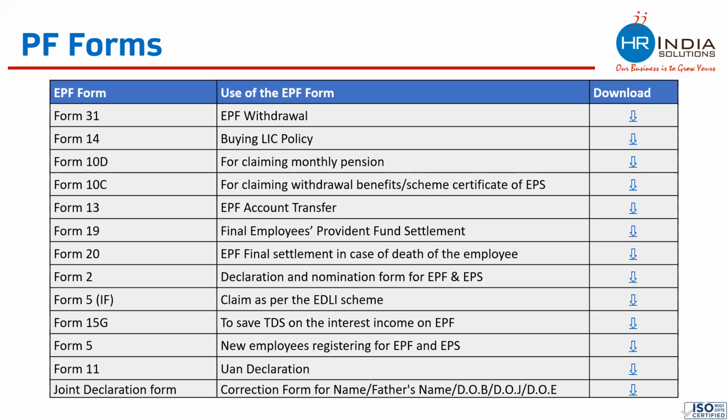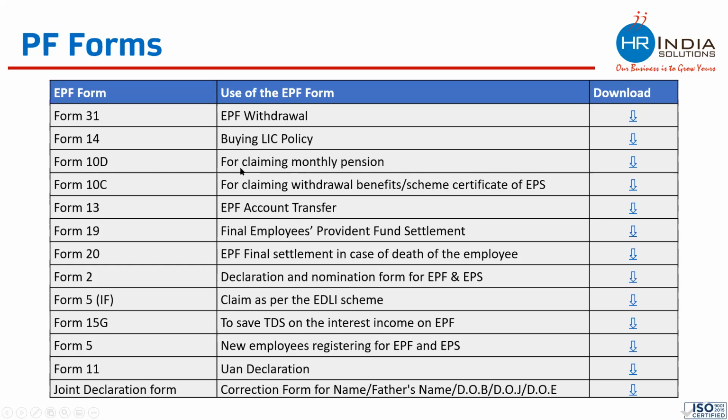These are the PF forms which are frequently in use in the EPFO. There are some forms which are inactive nowadays, but let me just give you a brief on these forms. Form 31, we have discussed that this is used for the PF advance withdrawal, right? For all reasons of advance withdrawal, we fill Form 31. Only if you want to buy your LIC policy from your PF fund, you need to fill Form 14, right? All these forms are downloadable, and you can download them from these links only.